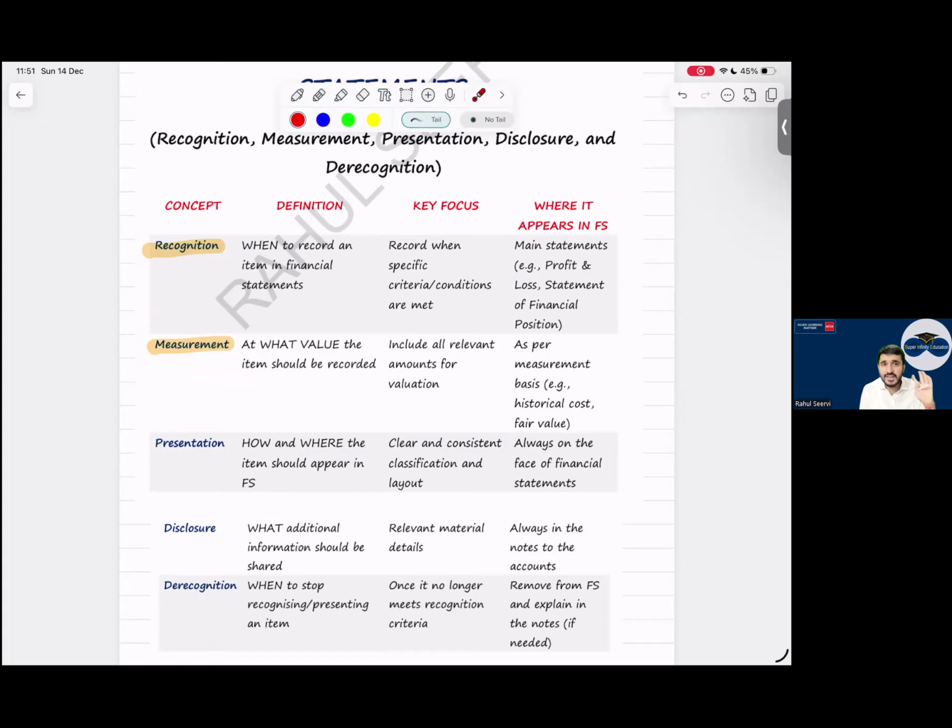Now, for your exam from the conceptual framework, there are two types of questions that usually come, and those are from recognition and measurement. The first question is regarding recognition. So now we will learn the basic principle for recognition. When should you recognize? Each Ind AS and IFRS will say the recognition and measurement, but the conceptual framework is saying something, so follow that. That is the base.